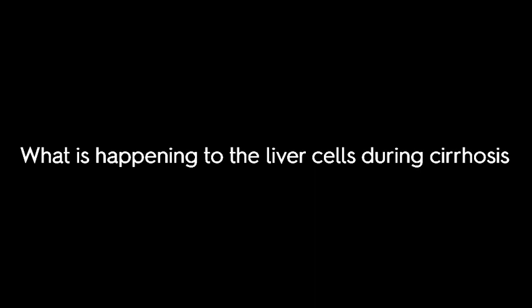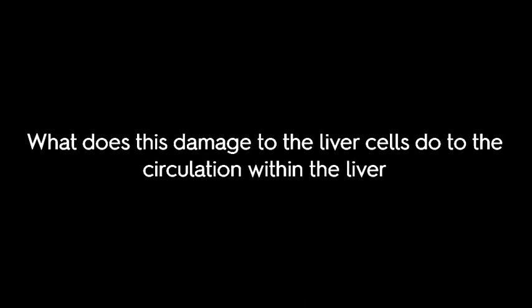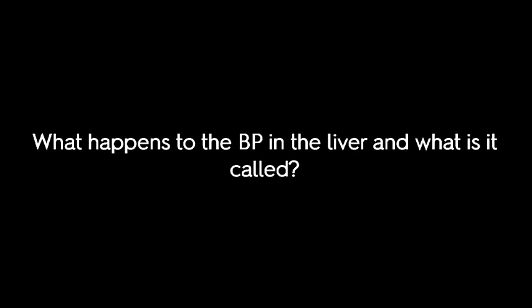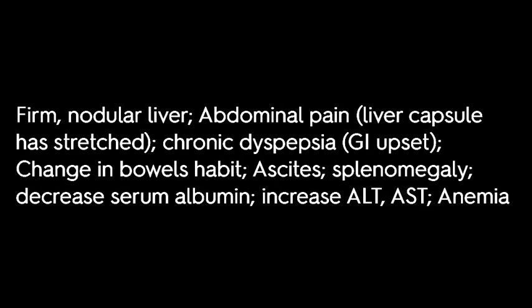What is happening to the liver cells during cirrhosis? They are destroyed and replaced with connective scar tissue. What does this damage do to the circulation within the liver? It alters the circulation. What happens to the BP in the liver and what is it called? It increases, and it is called portal hypertension. What are the signs and symptoms of cirrhosis? Firm, nodular liver, abdominal pain, chronic dyspepsia, change in bowel habits, ascites, splenomegaly, decreased serum albumin, increased ALT and AST, anemia.